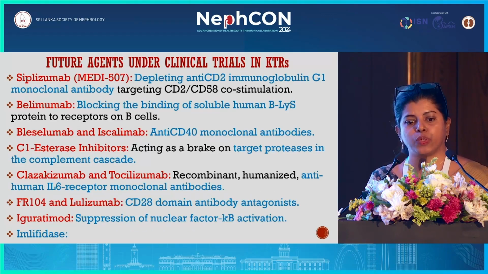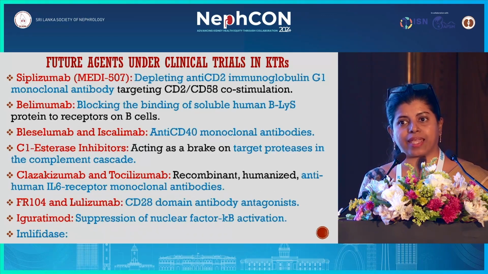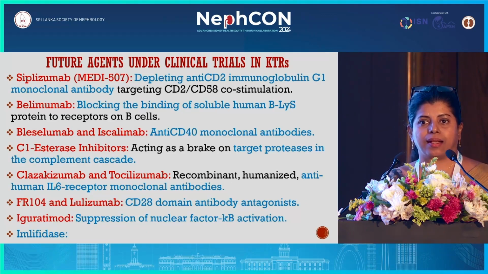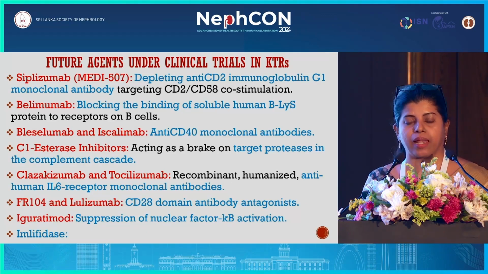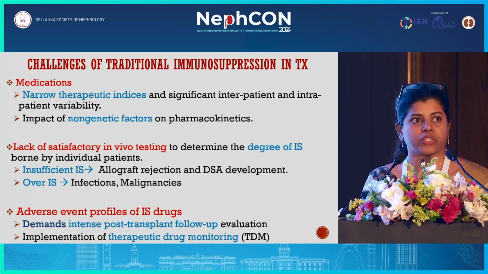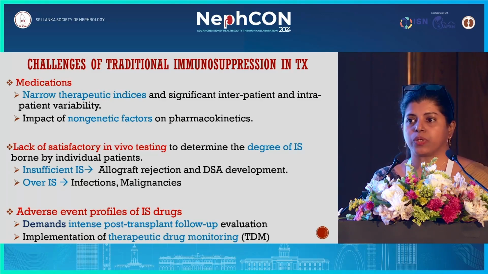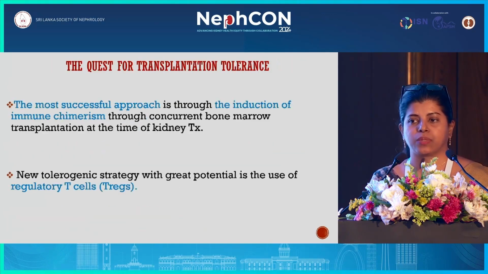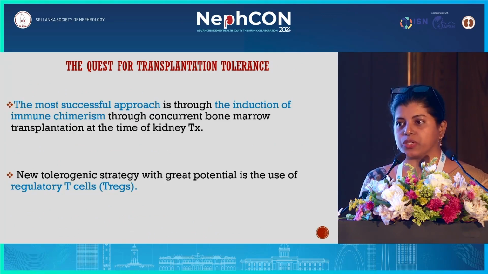These are the various future agents that are in various phases of clinical trials, and I'm sure once they come into clinical use, they will further help you in optimizing your immunosuppression. So what are the challenges with traditional immunosuppression in transplant? They have narrow therapeutic indices. There's the impact of genetic and non-genetic factors. There's lack of satisfactory in vivo testing to determine the degree of immunosuppression borne by individual patients. And the adverse event profile demands intense post-transplant follow-up.